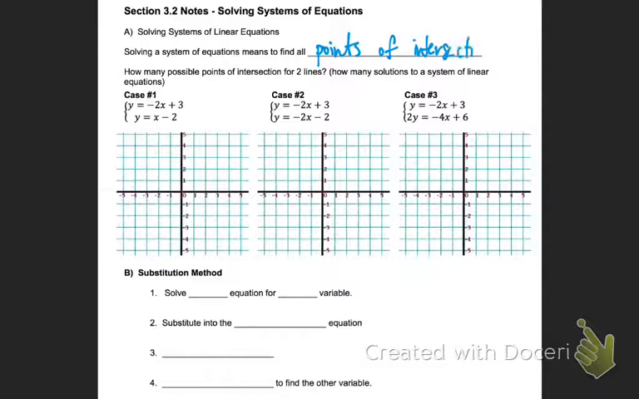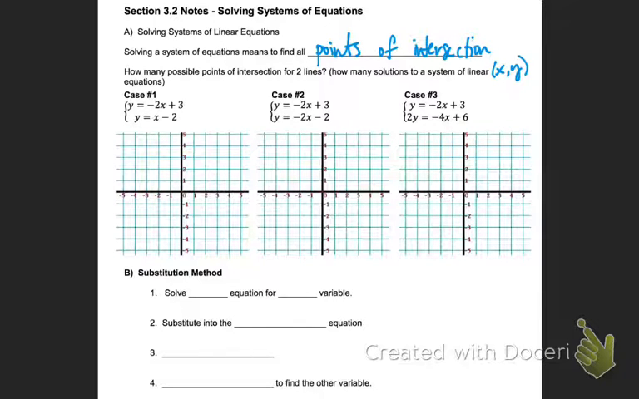And so your answer, if you're solving for two variables, is going to be an ordered pair, so x comma y. And when we look at three variables, you'll see it's going to be x, y, z. So we're starting out with just two variables. The question is, how many possible points of intersection for two lines? How many times can two lines cross?